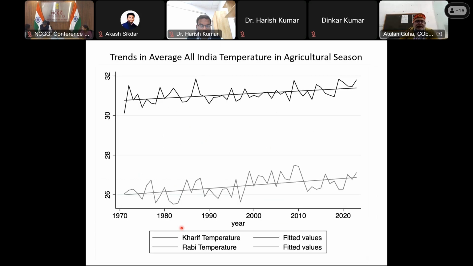Now this is the all India temperature in the agricultural season, and here also we see that the temperature over the years is going up. This is from 1970 to 2020, the last 50 years, both in the Kharif season and the Rabi season. This is the Rabi season and this is the Kharif season, and both are showing an increasing temperature. That's the reality. So our rainfall is coming down over the years and temperature is going up.